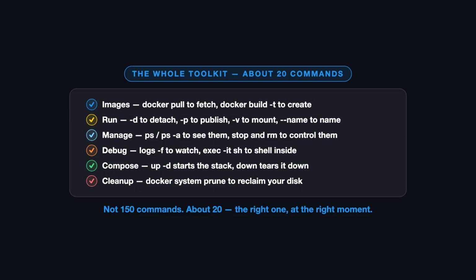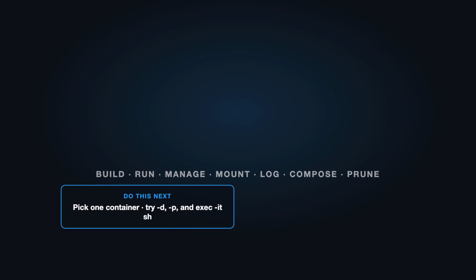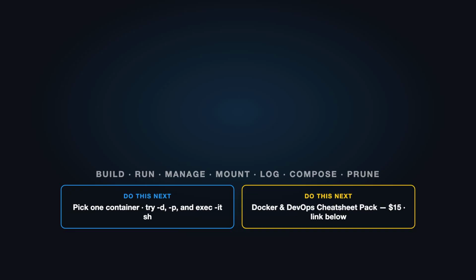That's it. Not 150 commands, about 20. Learn to reach for the right one at the right moment and you've got 90% of day-to-day Docker in your hands. Everything else you can look up when you actually need it. That's the Docker cheat sheet that actually matters, the 20 commands you'll reach for every day, and the mental model that ties them together. Build an image, run a container, watch it, get inside it, tear it down.